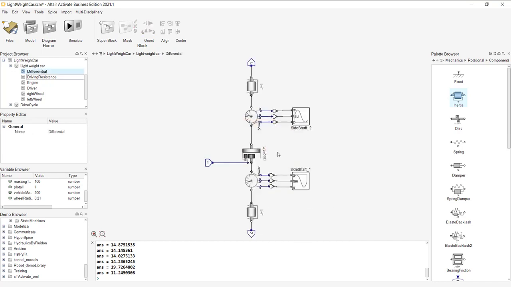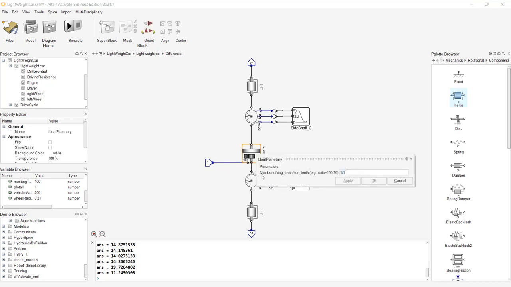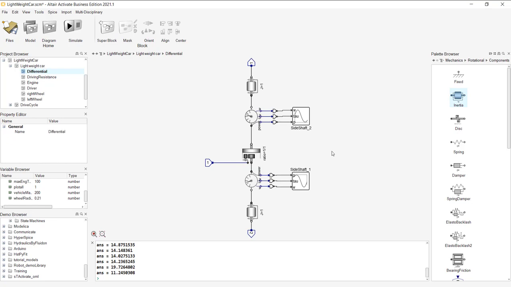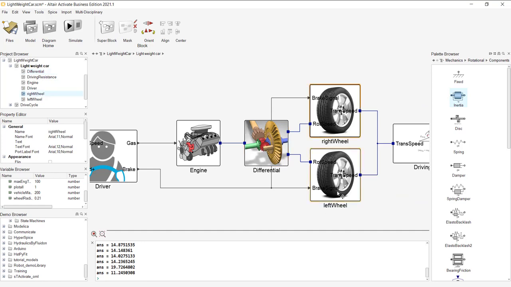So we can take a look at our differential, modeled again with rotational mechanical blocks from the Modelica library. So we have our input rotational velocity signal coming in here, moving into an ideal planetary gear. And using this and a couple other inertia blocks, we have our differential modeled, which then essentially splits our rotational velocities from the drive shaft to our two wheels, our right wheel and our left wheel.